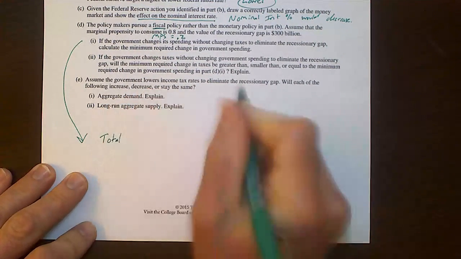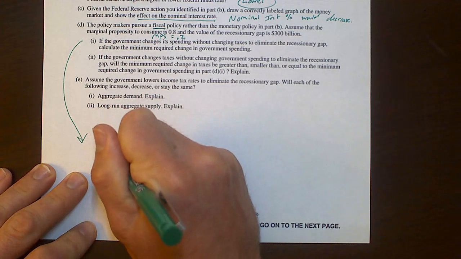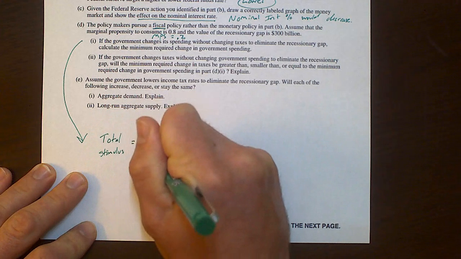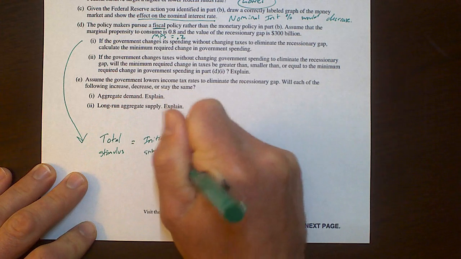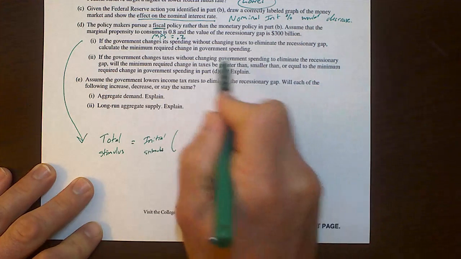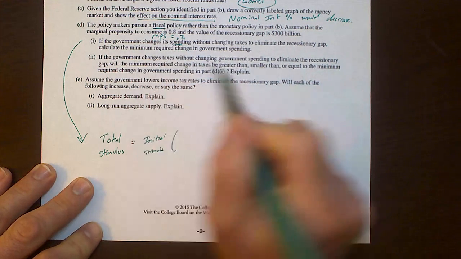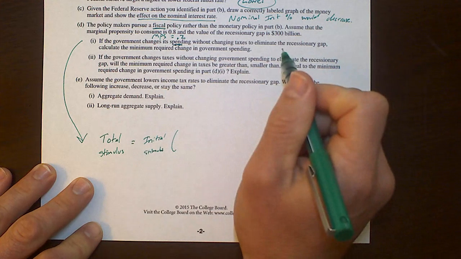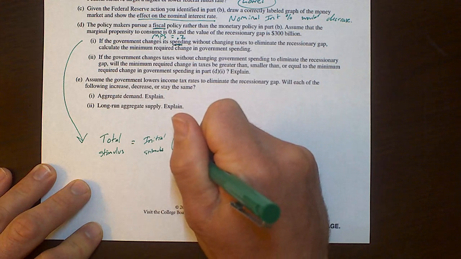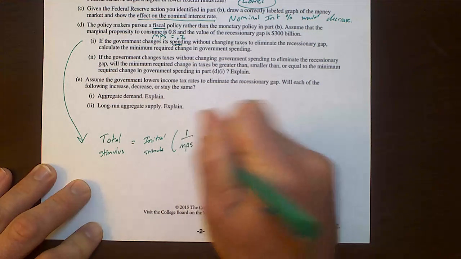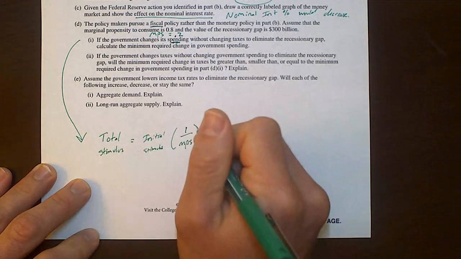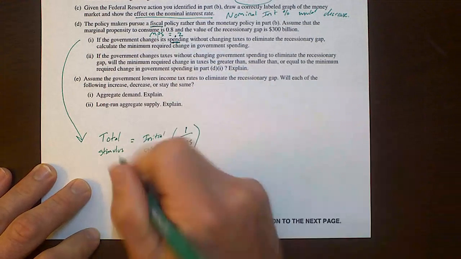In a previous video, I taught that we could do something like the total stimulus is equal to the initial stimulus times the multiplier. And in this case, we're talking about government spending. So we need the spending multiplier. Spending multiplier, or K, is equal to 1 over the marginal propensity to save. The marginal propensity to save is 0.2.